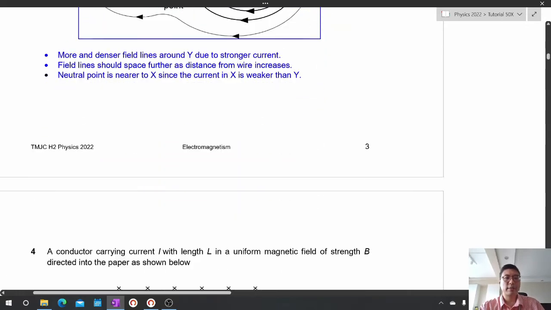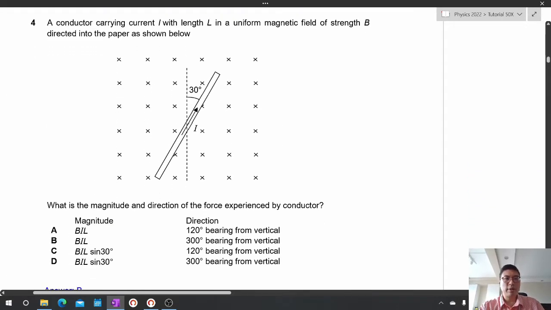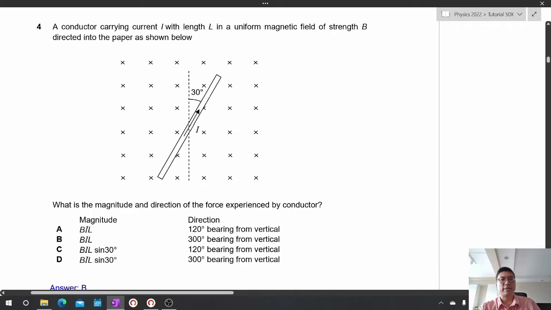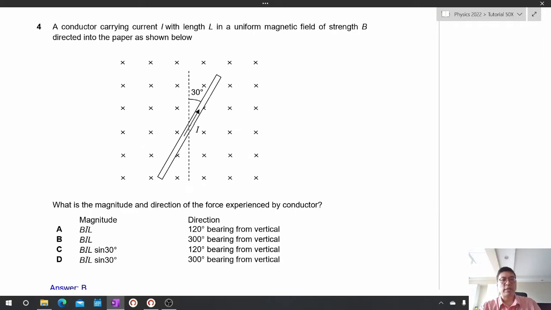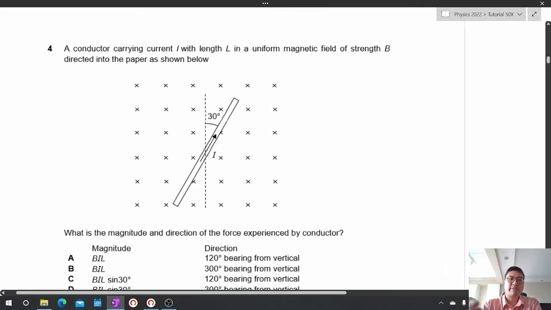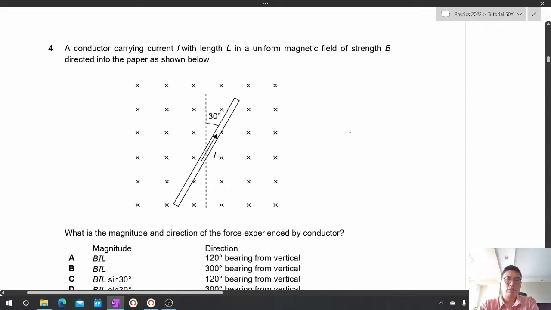Okay. Next, a conductor carrying a current I with length L is directed into the paper as shown. What is the magnitude and direction of the force experienced by the conductor? Now, if you draw your Fleming's left hand rule, this is what your hand will look like. Your thumb will be pointed in this direction.